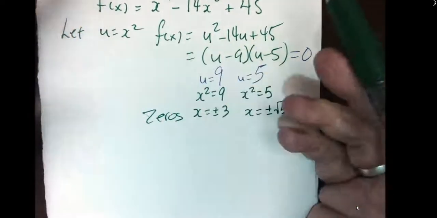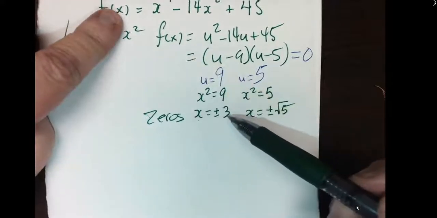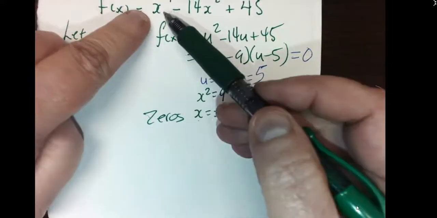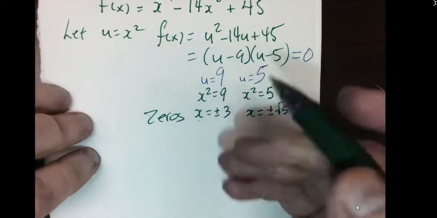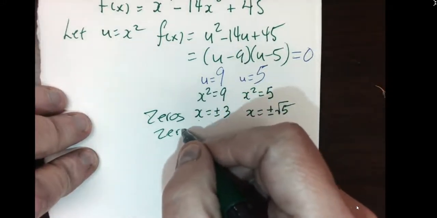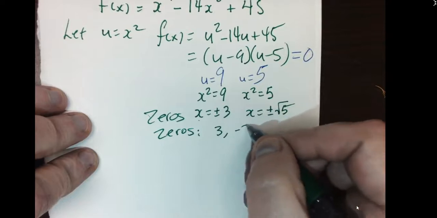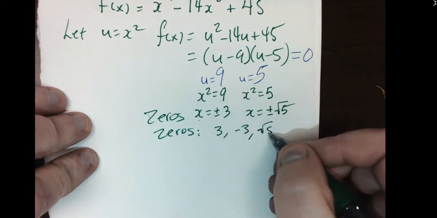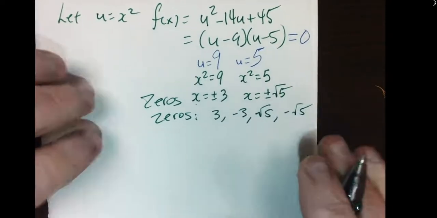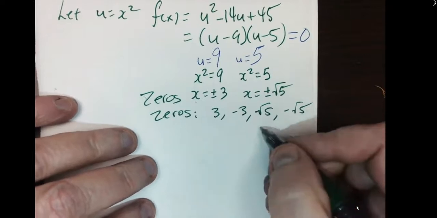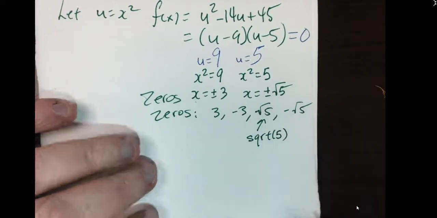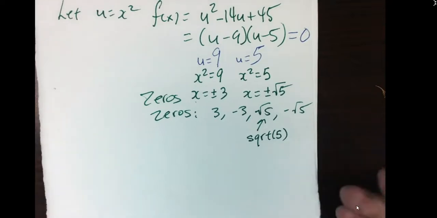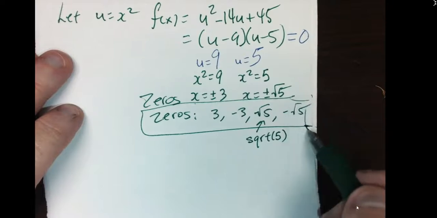If I go back to the original equation and put in x equals 3, then that will make this be 0. That's where it gets the name zero. So I have 4 zeros. There are 3, negative 3, square root of 5, and negative square root of 5. If you were writing this answer in WebWork, you would have to input that for square root of 5, especially if it says to give an exact answer and not a decimal. So those are my zeros.